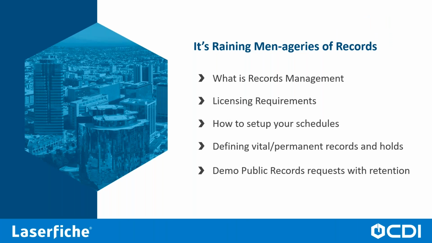Today, we're going to be going through what is records management within Laserfiche, licensing requirements, how to set up your schedules, defining a vital versus a permanent record, and implementing holds. And then from there, we'll jump into some demos on how to set up those schedules and how to use them both manually as well as automatically via workflow. And then we'll finish it all out with a demo of public records requests and using that within Laserfiche.